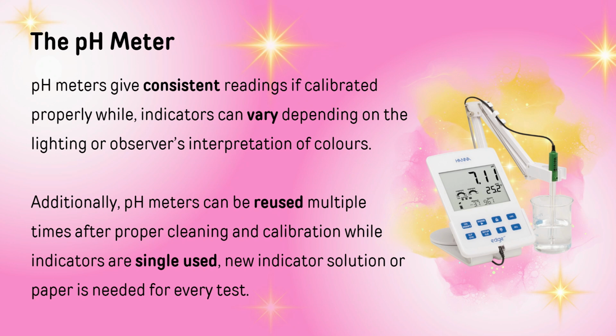pH meters also give consistent readings if calibrated properly, while indicators can vary depending on the lighting or observer's interpretation of colors. Additionally, pH meters can be reused multiple times after proper cleaning and calibration, while indicators are single use. New indicator solution or paper is needed for every test.